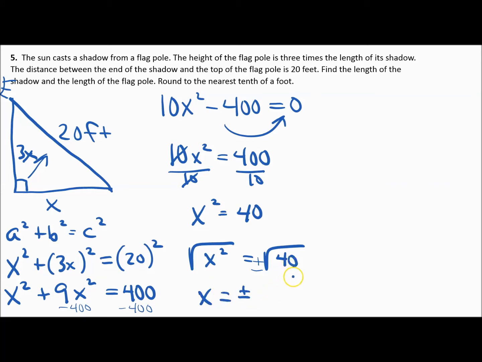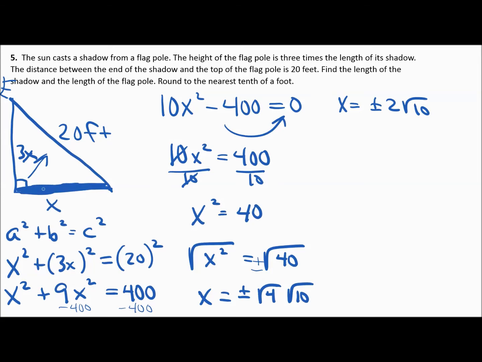Now the square root of 40 will break down, right? There's a perfect square that divides into 40, and it is 4. So this is the square root of 4 times the square root of 10. I can simplify that further to say x is equal to plus or minus 2 square root of 10. Now, then you go back to look at what you just found. We found x. x is the length of the shadow of our flagpole. This is our shadow down here at the bottom, and that's x.